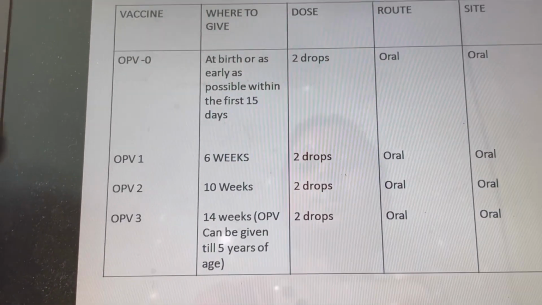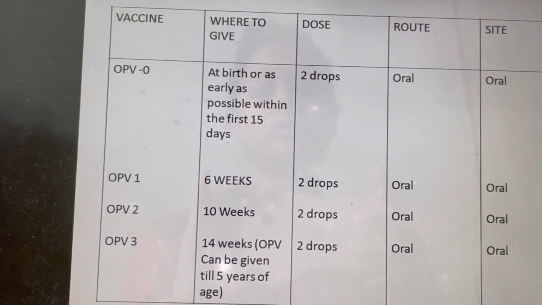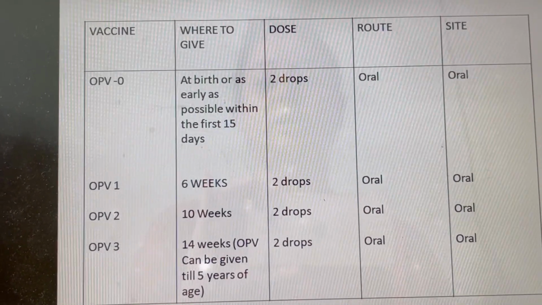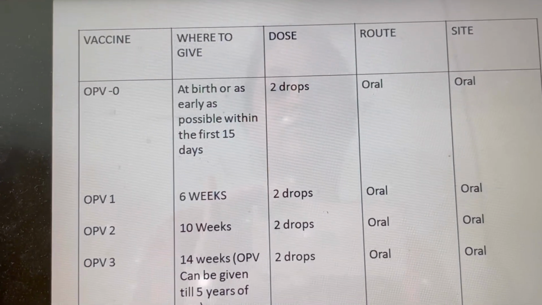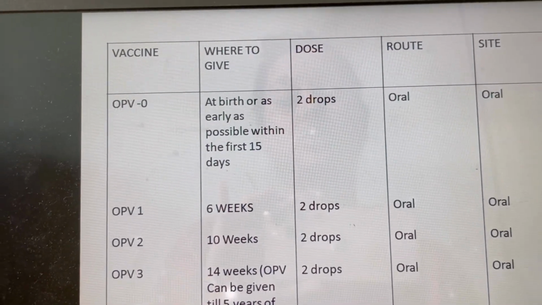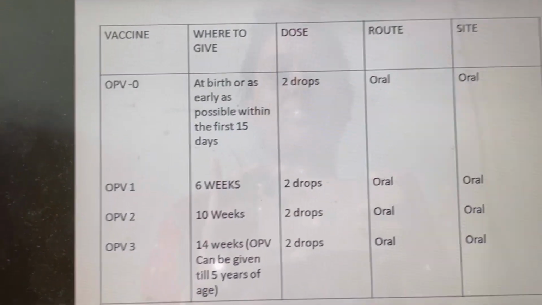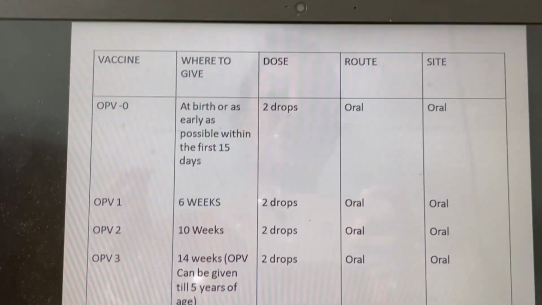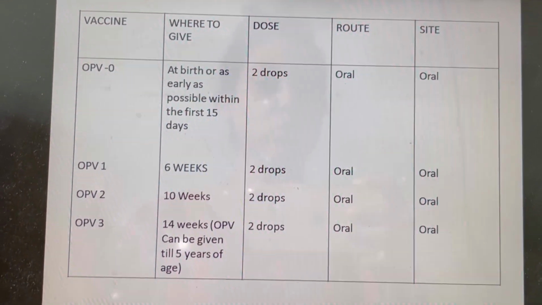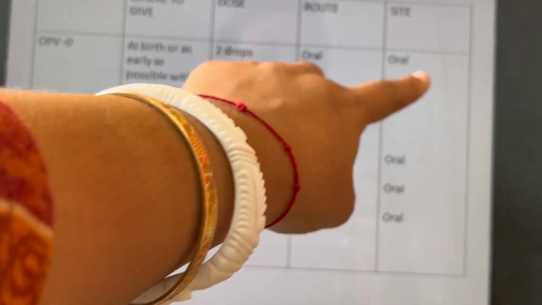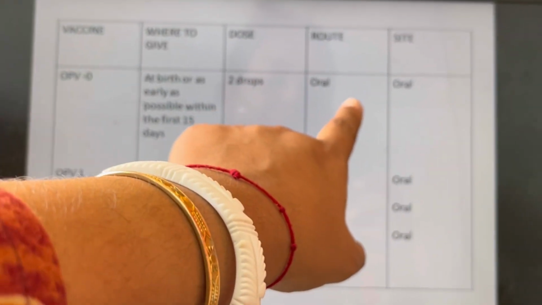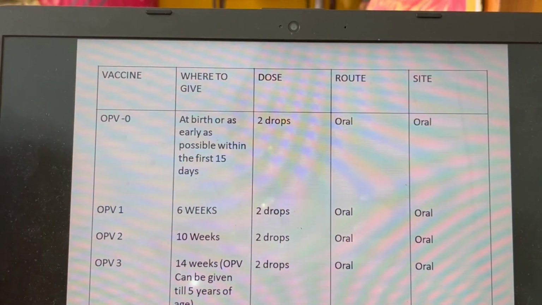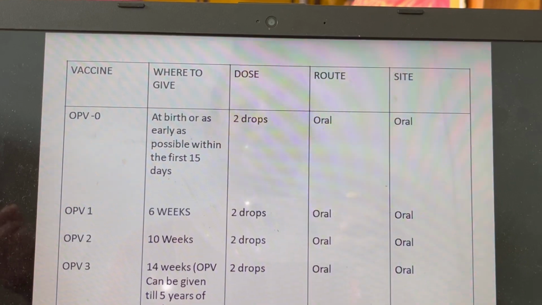Okay. And then OPV 0 dose. OPV 0 dose is given at birth or as early as possible within the first 15 days. That means the OPV 0 dose has to be given within the first 15 days. How much dose are you going to give? Because OPV is not injectable, we all know it is oral polio vaccine, so we have to give it orally, 2 drops. It is very easy to understand this route and site, because route and site will always be the same. This is OPV, oral polio vaccine. The name itself is saying that it is given orally, so it is given as 2 drops.